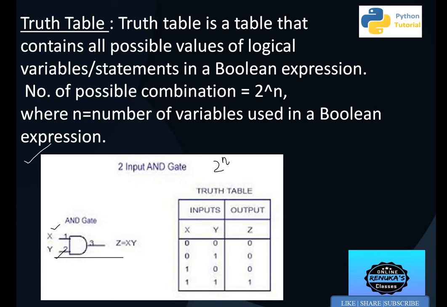So how will you make the combinations? First x and y can both be 0, then 0 and 1, then 1 and 0, and x and y can both be 1. So these could be the possible combinations, and when it gives the result, that is the truth table.